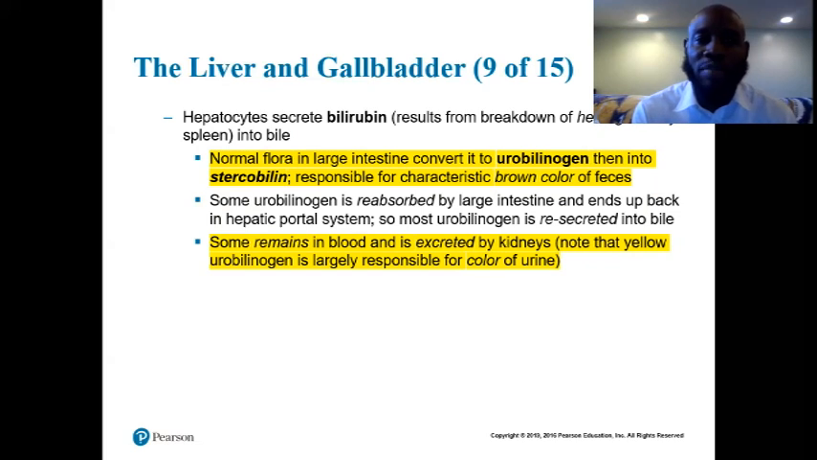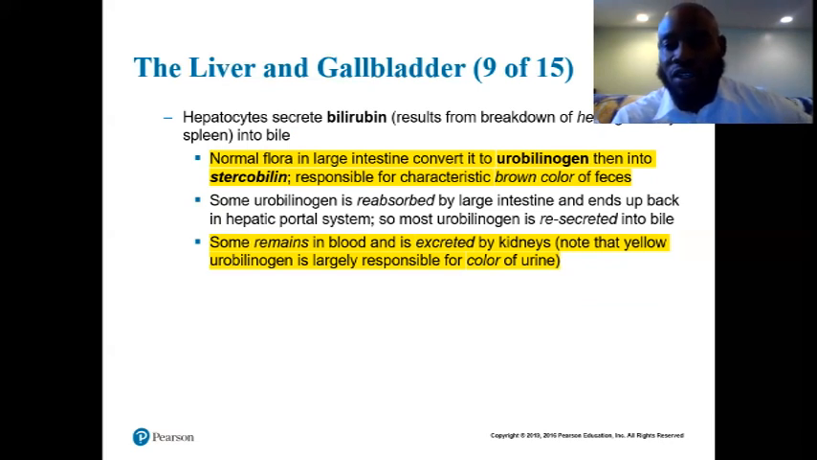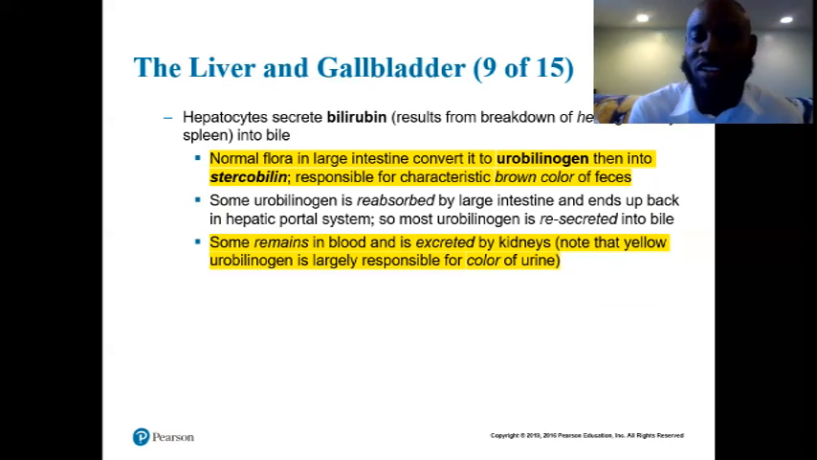Hepatocytes secrete bilirubin, which came from the breakdown of the hemoglobin by the spleen, into the bile, right? So normal flora, remember that gut flora in the large intestines, convert it to urobilinogen, then into stercobilin, responsible for the characteristic brown color of feces, right? I have that highlighted. Remember that, because you may see that again. That's where the brown color of feces comes from.